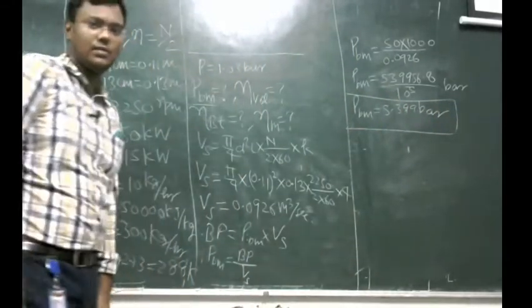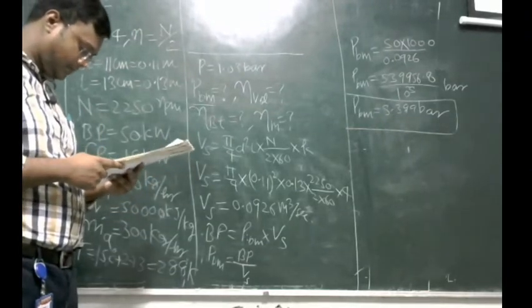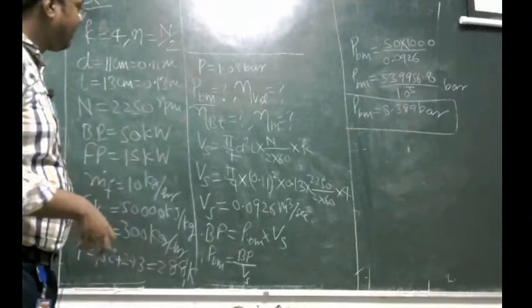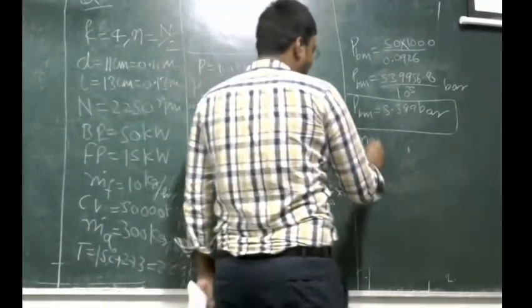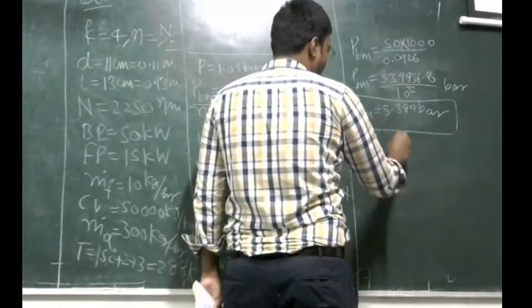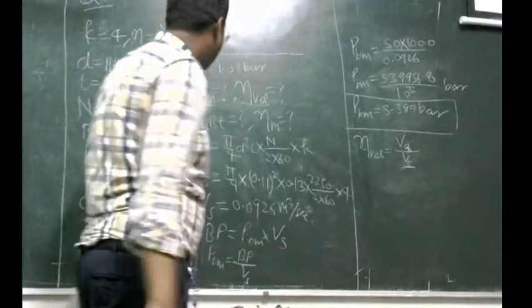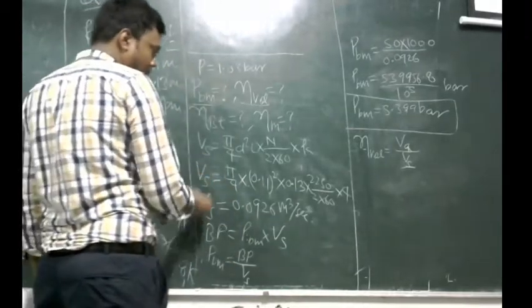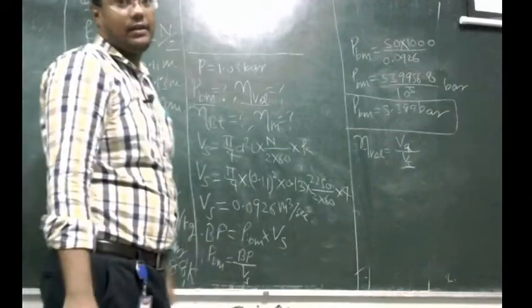Okay, so this is the answer. Now, second question is eta volumetric efficiency. So we know the formula that eta volumetric is equal to V actual by Vs. Vs we have already calculated here. Vs comes equal to 0.09. We just need to calculate the value of Va.